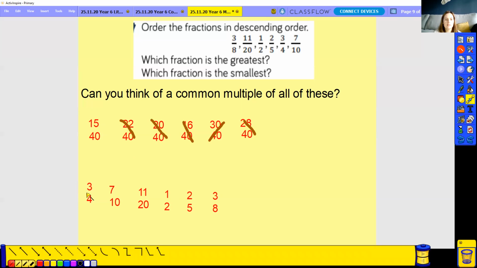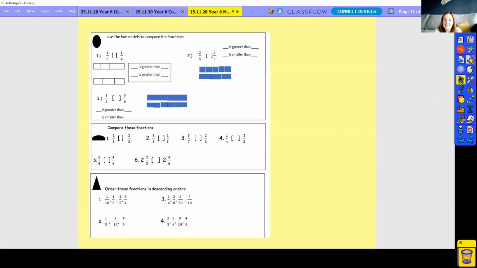So we've put the fractions into descending order. And then the question afterwards says which one is the greatest? So which is the largest fraction? Well, we should be able to find that quite easily because it's the start, because we've ordered it in descending order. The largest is 3/4, and then the smallest is the 3/8. Okay, well done.